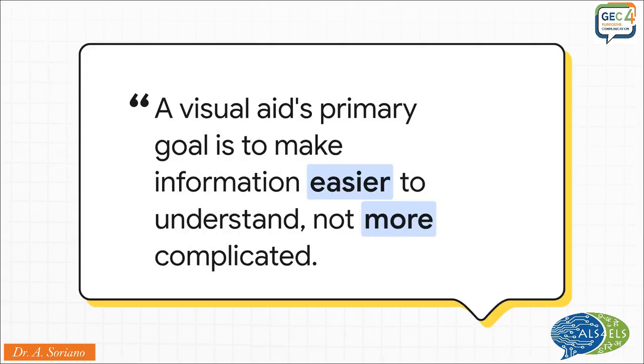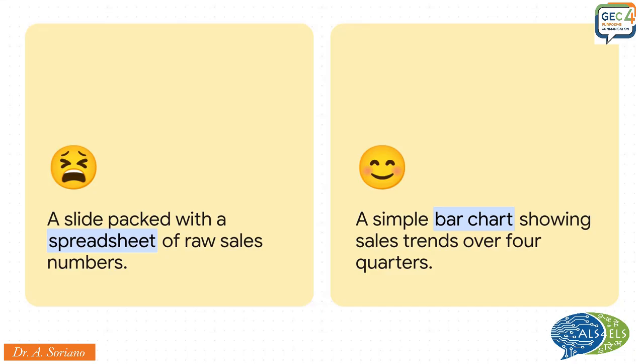This quote right here, this is the golden rule. Just think of it as a simple test for any visual you create. Does this make things clearer, or does it just complicate them? If your visual doesn't make the idea easier to grasp in an instant, it's actually working against you. And here's what that looks like in the real world. On the left, you've got total cognitive overload, a spreadsheet of raw numbers that means absolutely nothing at a glance. But on the right, a simple bar chart instantly tells a story. That's the goal, turning raw data into immediate insight.